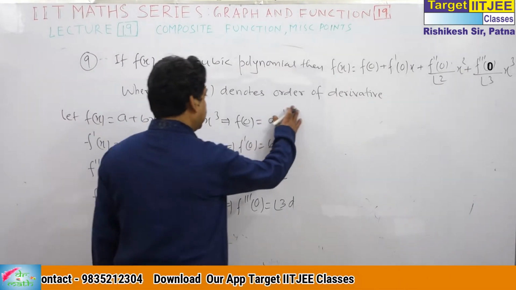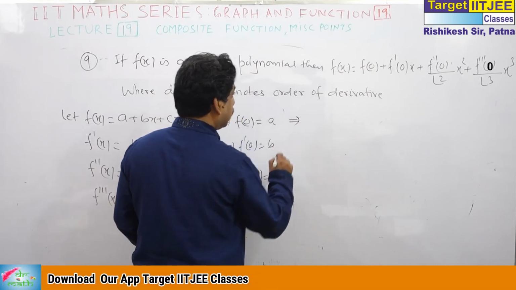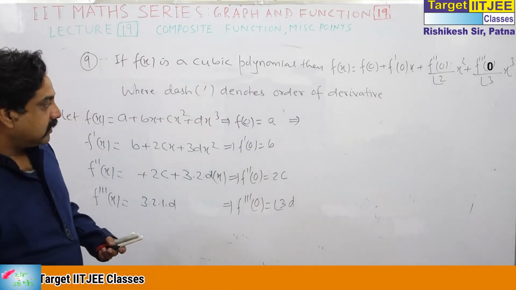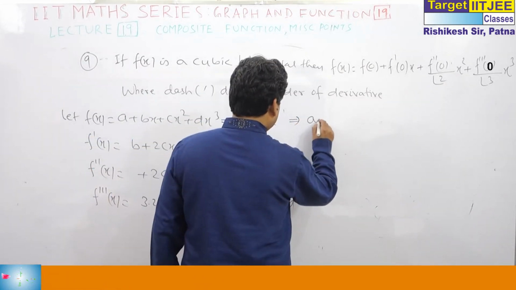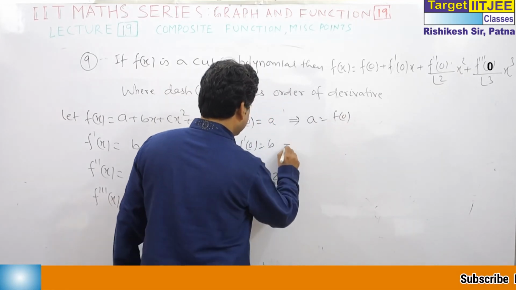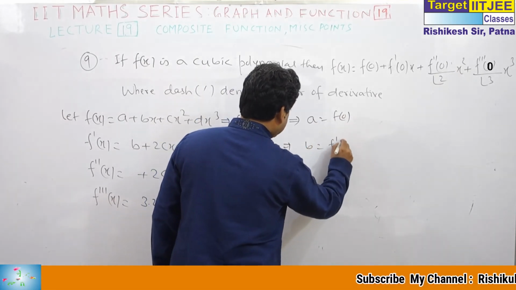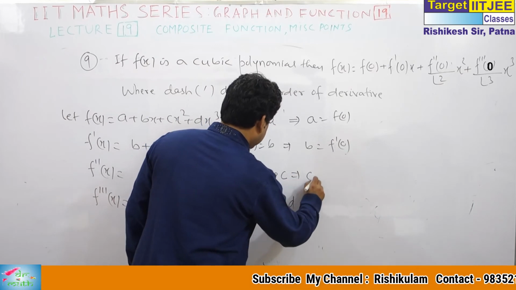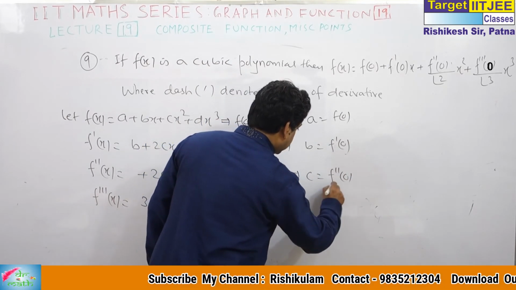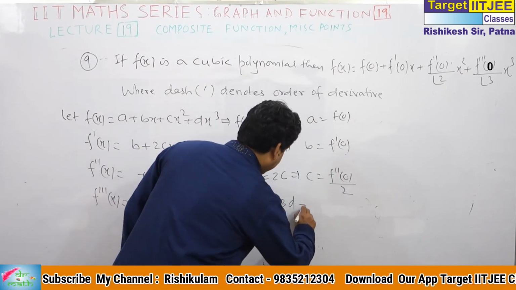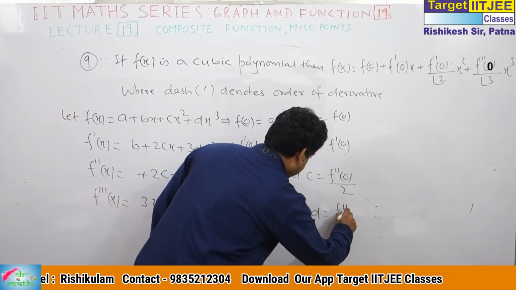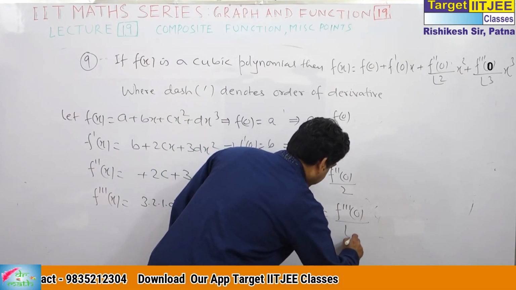So, what we can say from here? A is equal to f0. B is equal to what? F dash 0. C is equal to what? F double dash 0 by 2. And D is what? F triple dash 0 by 3 factorial.